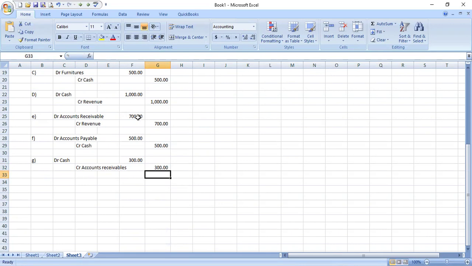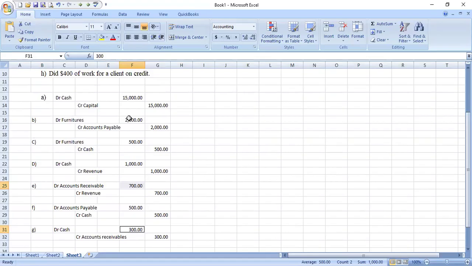Does the client still owe us money? Yes. How much? 400. 700 minus 300, 400. Do we owe money for the furniture? We didn't pay 2,000. We paid only 500. So how much do we owe? 1,500.